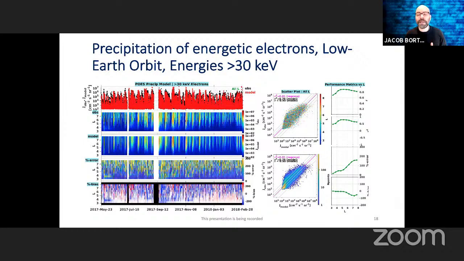But we're doing at the 90% level. So still extremely good, about as good as we can get, we believe. Okay, precipitating fluxes. What do you do with precipitating fluxes?